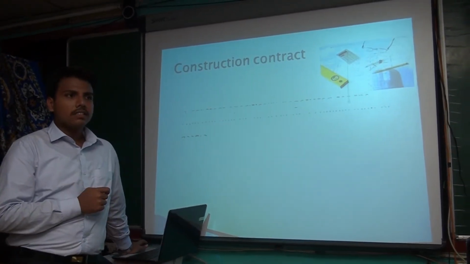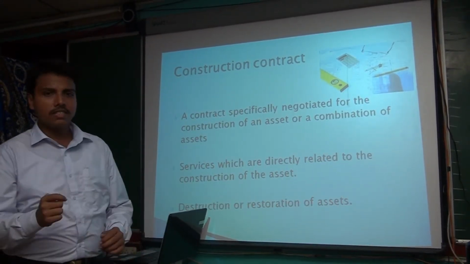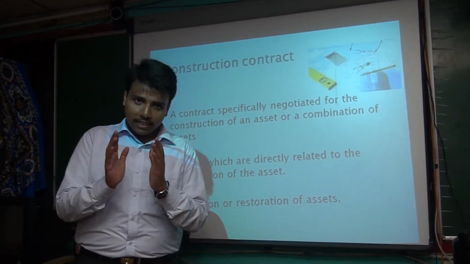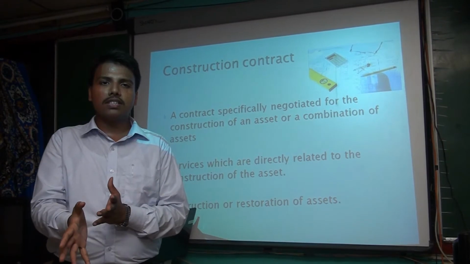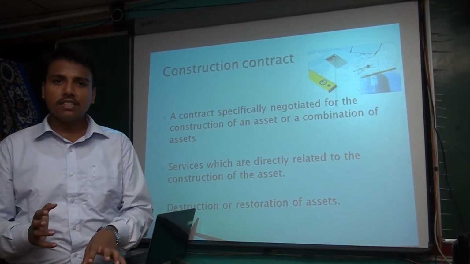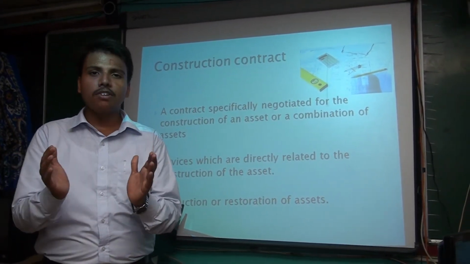AS7 defines a construction contract as a contract specifically negotiated for the construction of an asset or a combination of assets, and it includes any service which is directly related to construction of an asset. AS7 also includes destruction of an asset or the restoration of the environment surrounding an asset into the ambit of construction contract.